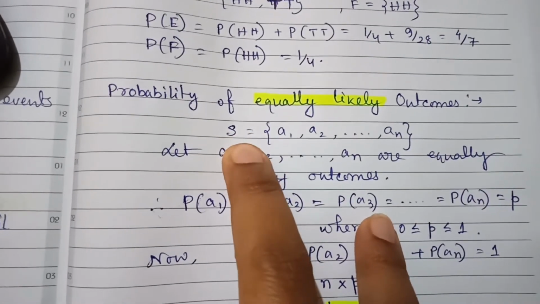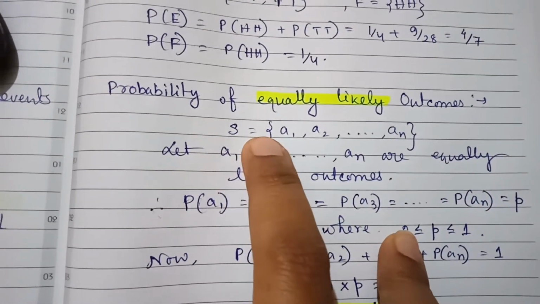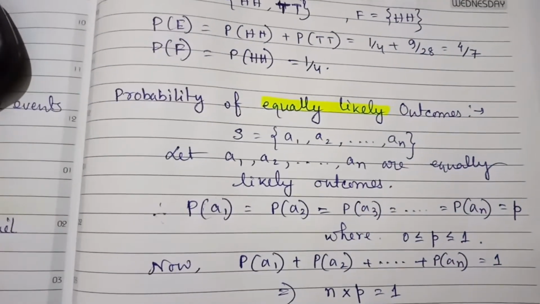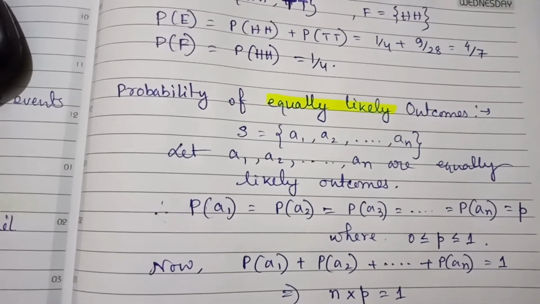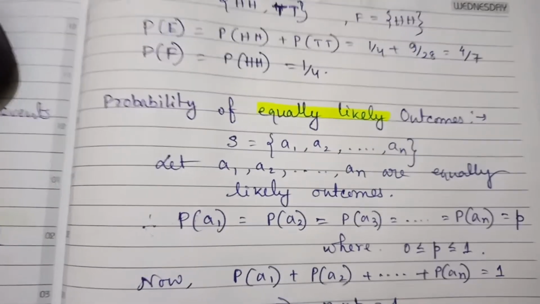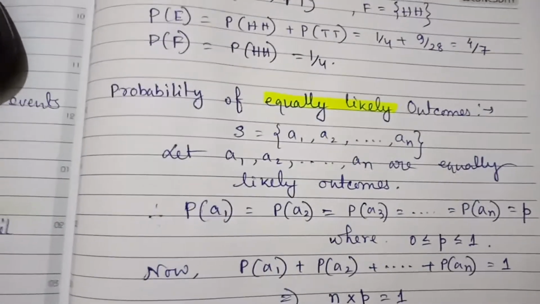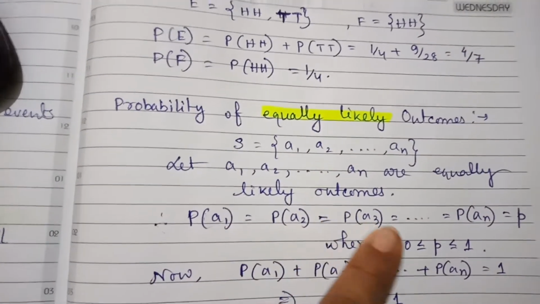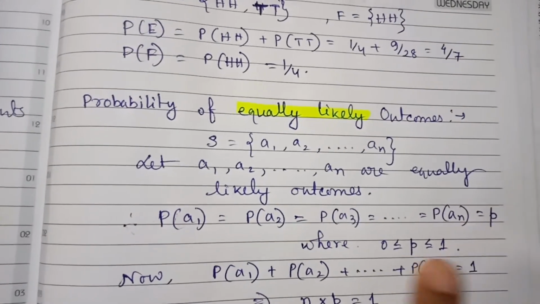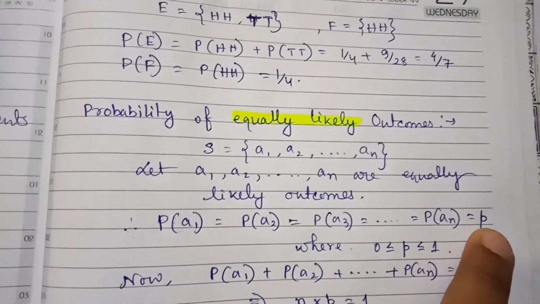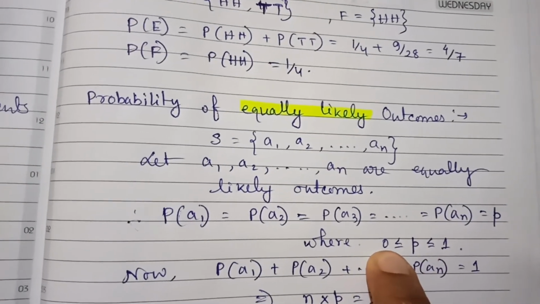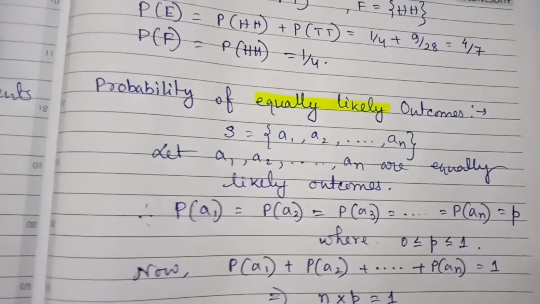So let us take the sample space S equals A1, A2, dot dot dot, AN, where A1, A2, dot dot dot, AN are equally likely outcomes. What does equally likely mean? Equally likely means their individual probabilities will be the same, equal to each other. We are taking it as P, where obviously P will be from 0 to 1.